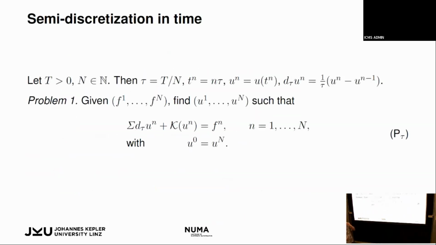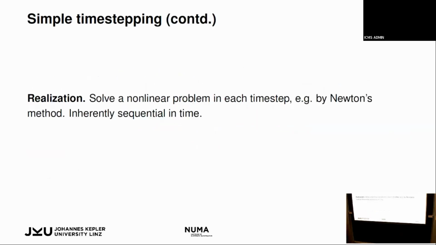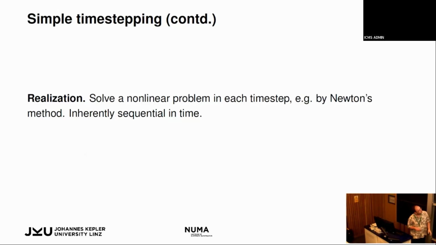How do we solve this? The first idea would be just to do time stepping. We do time stepping, solve for all the u_k, and once you're done, it's pretty sure that we're not at the periodic state, so we again start time stepping with what we had before. Go on, go on, go on, until this periodic limit cycle is reached. However, do we really reach it? It's a question. The realization is inherently sequential. I don't think we need to dispute this. But it's rather easy. You can just solve your nonlinear problem in each time step, and use all kinds of acceleration there.